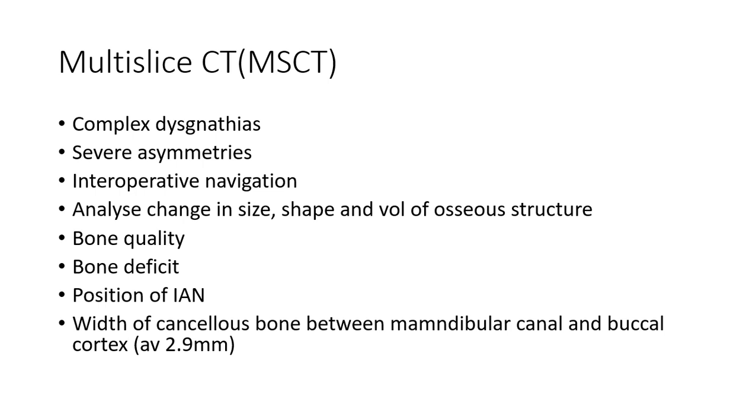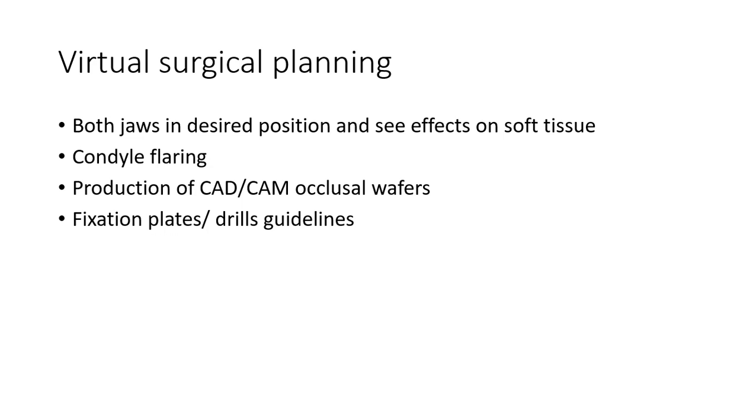And the multi-slice CT scan is advised in cases of complex dysgnathias and severe asymmetries, and it is also advised when intraoperative navigation is performed because it analyzes changes in size, shape, and volume of the osseous structure. It determines the quality of bone and bone deficit in any plane, and the position of the inferior alveolar nerve, and it determines the width of the cancellous bone between the mandibular canal and the buccal cortex, which is on average 2.9 millimeters.